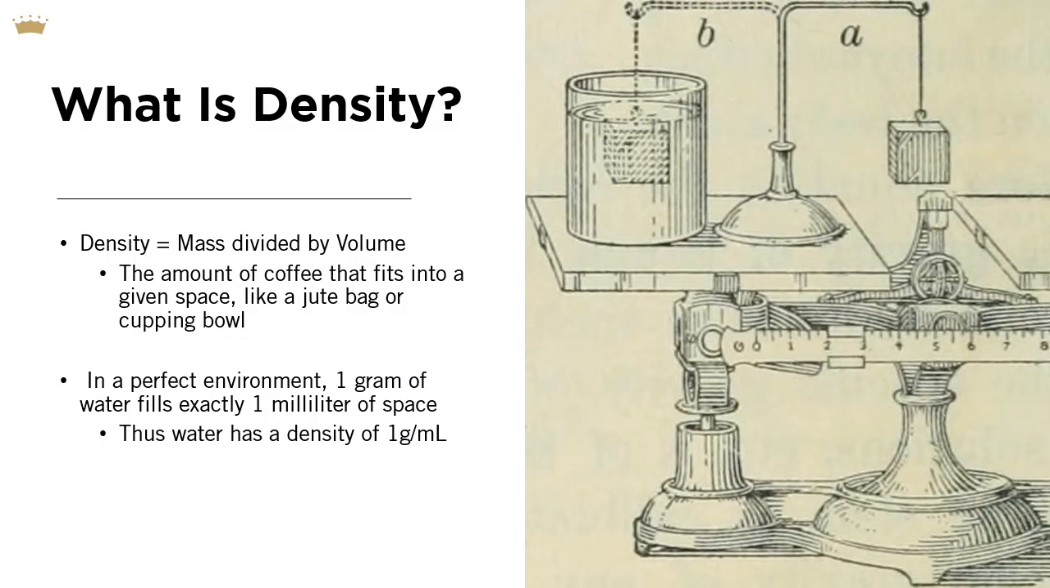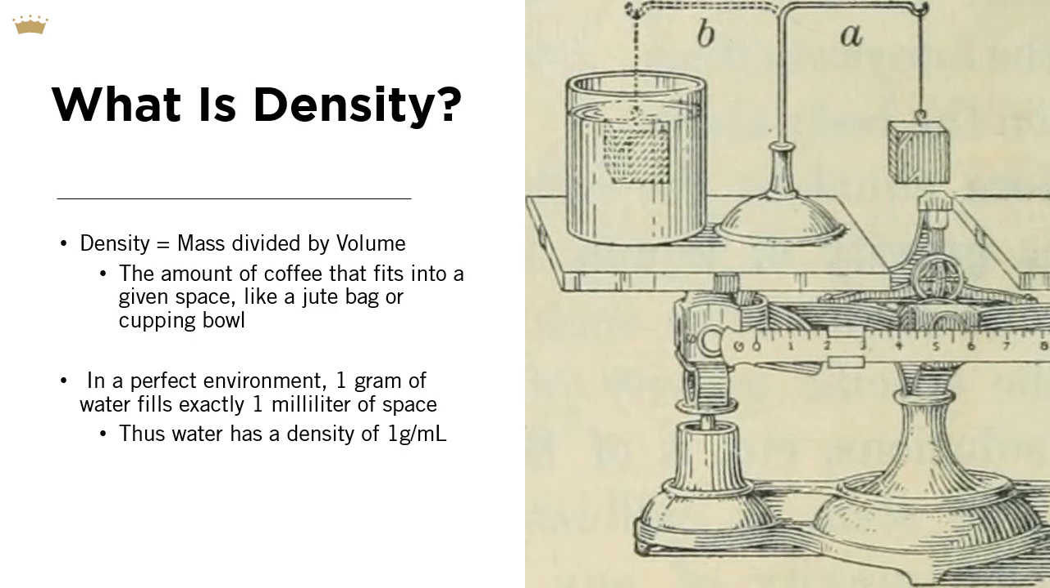Density is a fairly straightforward mathematical concept. It is the mass of a given object divided by the volume that it takes up. That is, how much stuff fits into a given three-dimensional physical space. An example of this might be how much green coffee fits into a jute sack, or how much roasted coffee will fit into the bags that you're selling at retail on the shelf, for example.